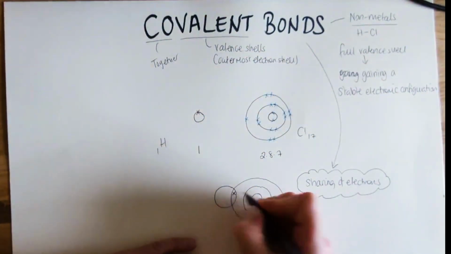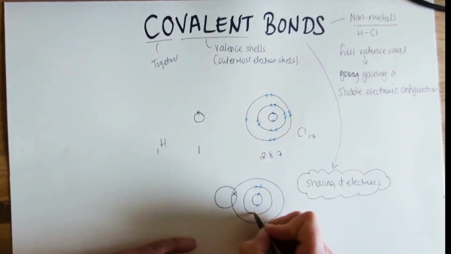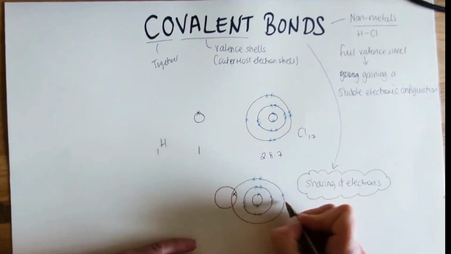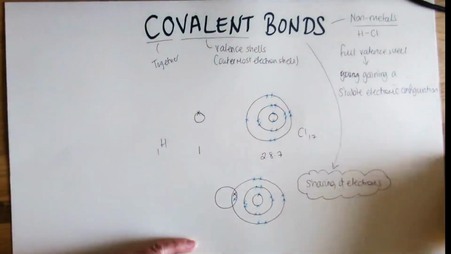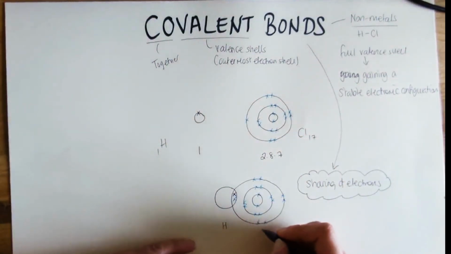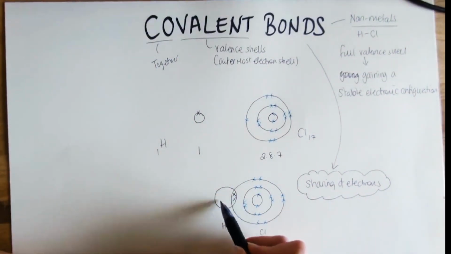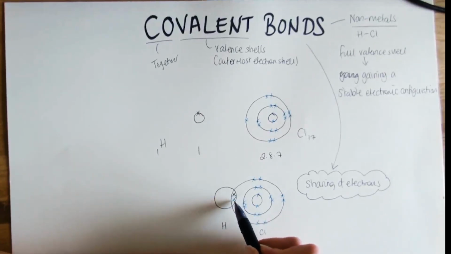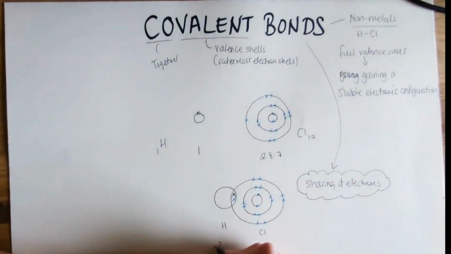So hydrogen's electron is in this orbital, and chlorine has 2, 8, and 7 in there. So the hydrogen is bonded to our chlorine. The orbitals overlap, and the result is that hydrogen now has 2 electrons. It's donated one and chlorine has donated one. They've shared those with each other. So the valence shell of hydrogen is now 2.